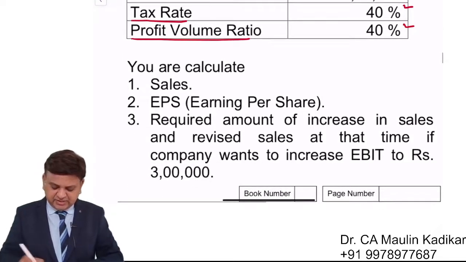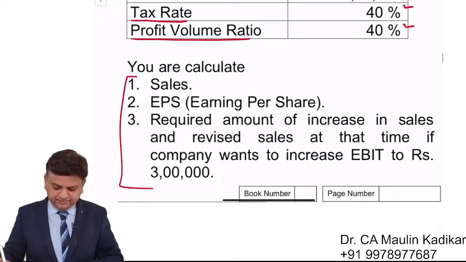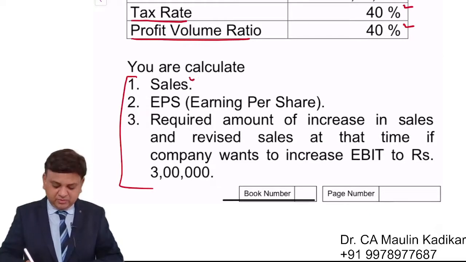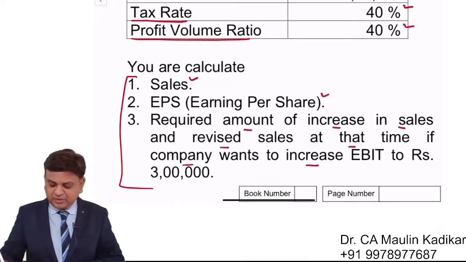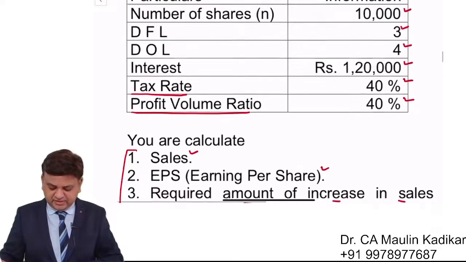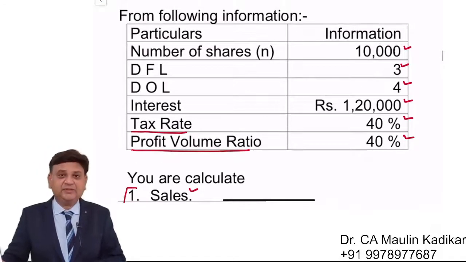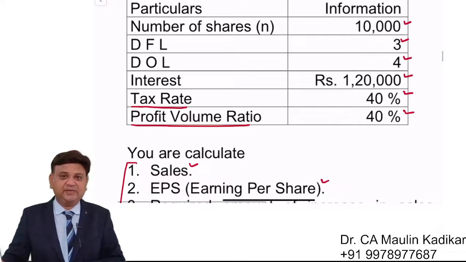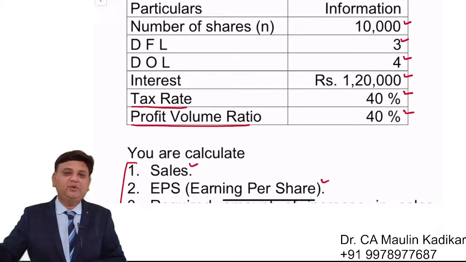Based on that, these are the three questions that we have. Compute the sales amount, compute earning per share, and the required amount of the increase in the sales and the revised sales at that time if the company wants to increase the EBIT to 3 lakhs. I request you to give an answer for the first and the second part of the question. Then I will be doing the answer for you.